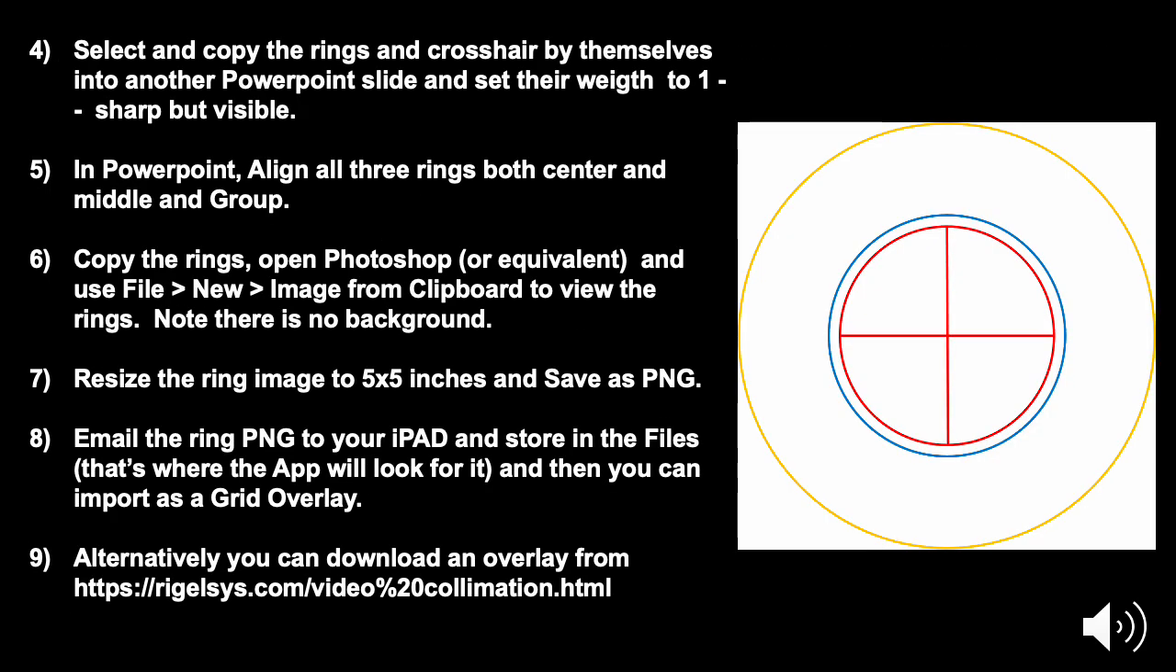4. Select and copy the rings and crosshair by themselves into another PowerPoint slide and set their weight to 1, sharp but visible. 5. In PowerPoint, align all 3 rings, both center and middle, and group. 6. Copy the rings, open Photoshop or equivalent, and use File, New, Image from Clipboard to view the rings. Note there is no background. 7. Resize the ring image to 5 by 5 inches and save as a PNG.